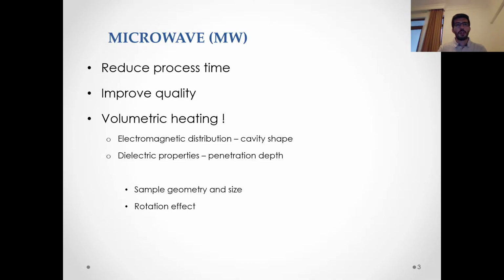Microwave is used to reduce the process time and to improve sample quality. Microwave, known as volumetric heating, depends on the electromagnetic distribution in the cavity and the dielectric properties of the sample. In this study, we focus on the sample geometry and size and the rotation effect on the temperature uniformity.